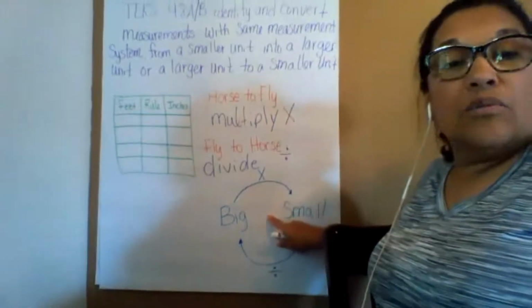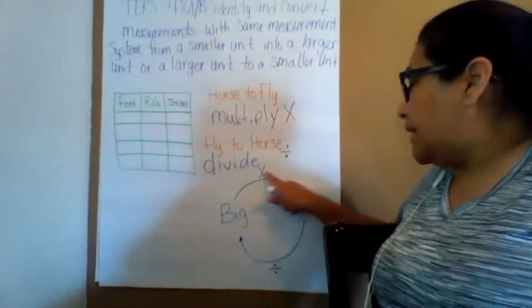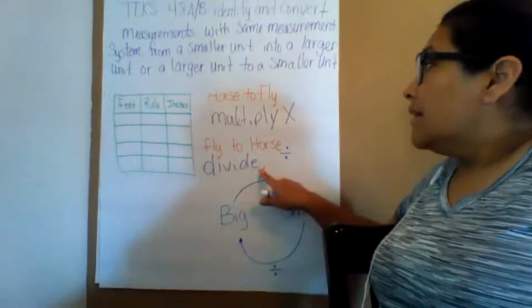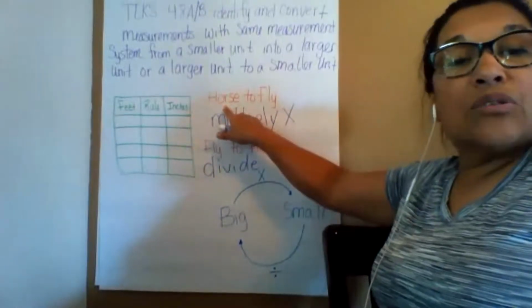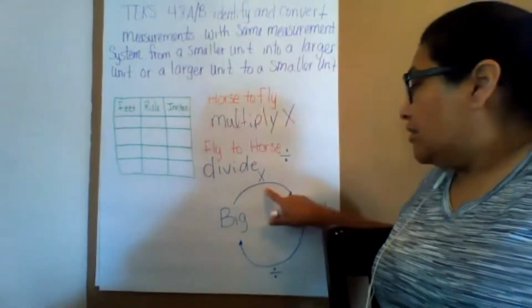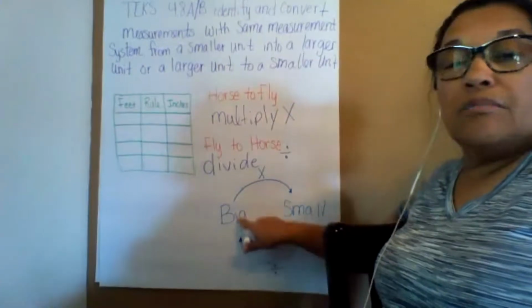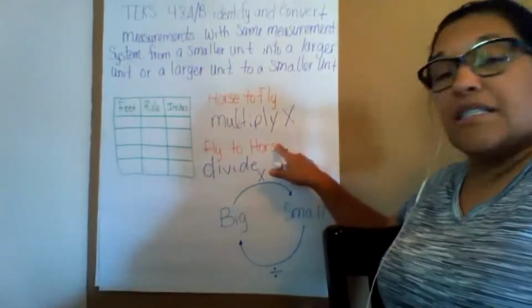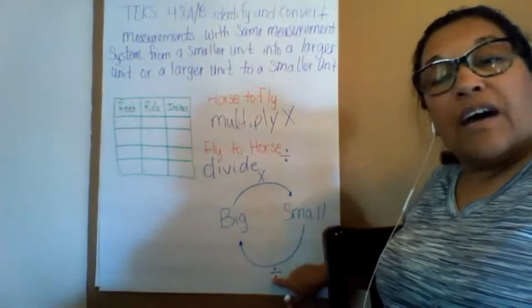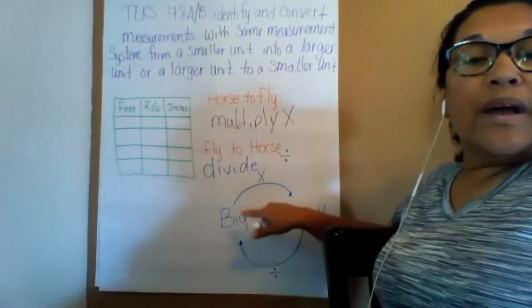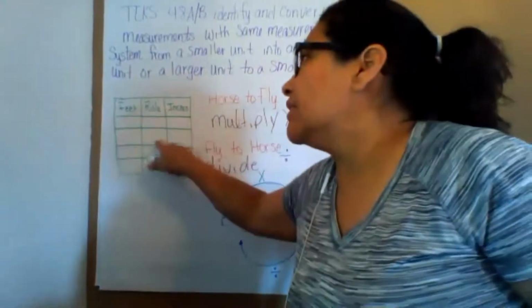And then we have this one that we've done where it says big to small. Isn't it the same thing, horse? Because horse is bigger than fly. You multiply. And then small to big, because fly to horse is smaller, so you would divide. 3 different ways. Right now, we're going to practice doing this one.